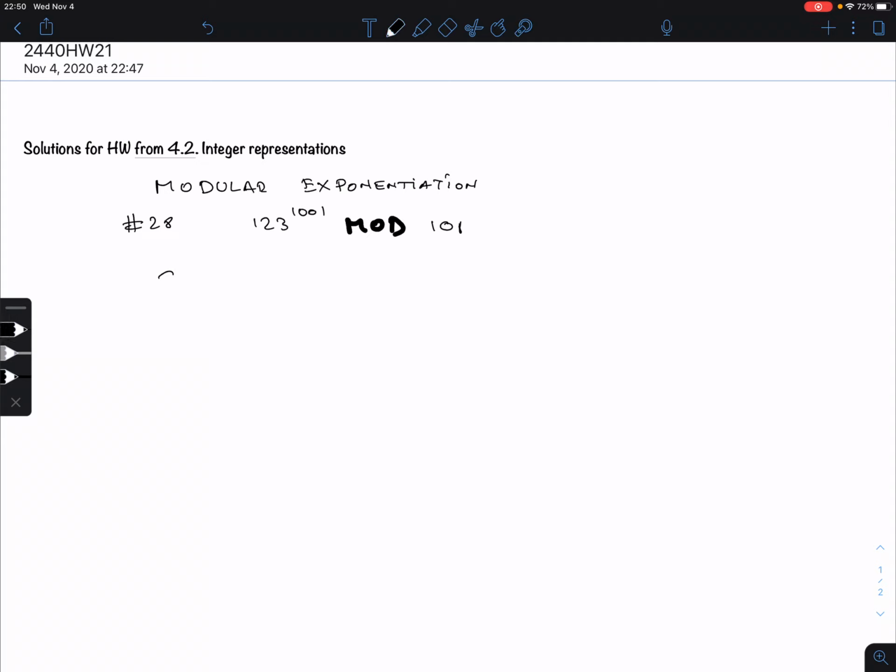So what we do, step one, is we first have to analyze that exponent, 1001. I have to write it as a sum of powers of 2. So which powers of 2 do we need? Well, we have 1, 2, 4, 8, 16, 32, 64, 128, 256, 512, 1024, 2048, but we only have to go as high as our number.